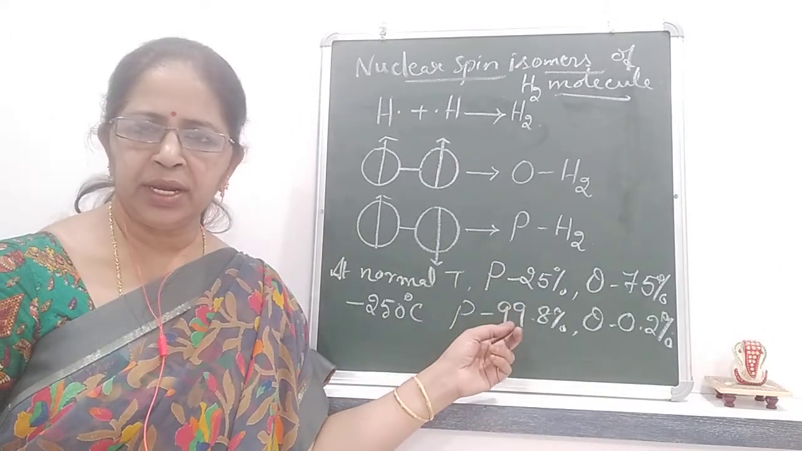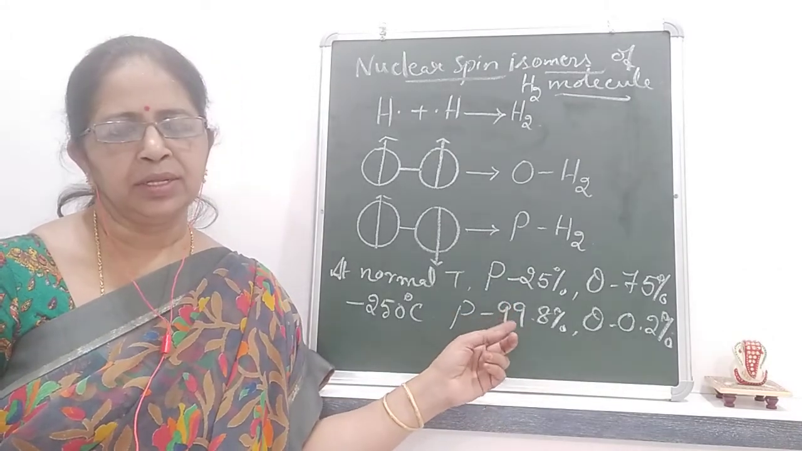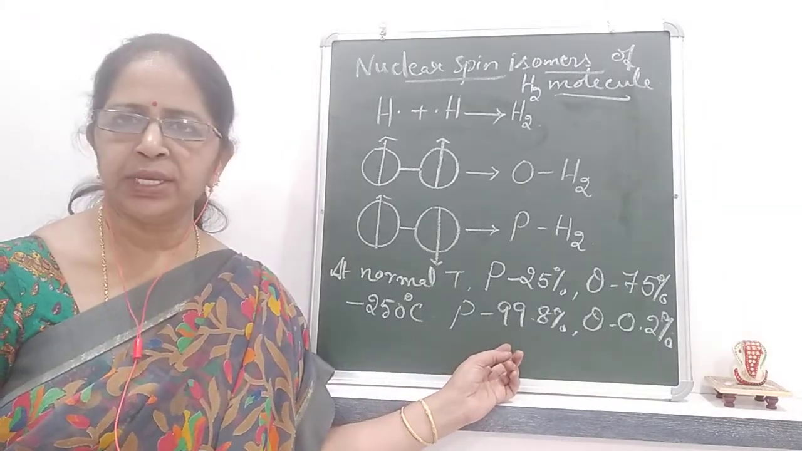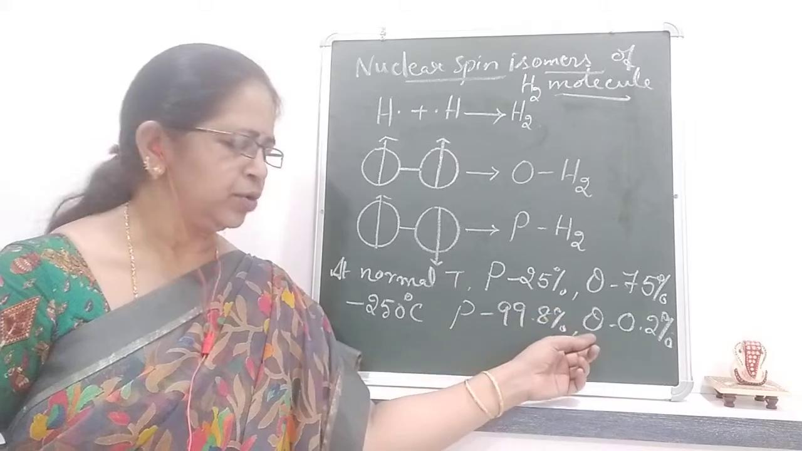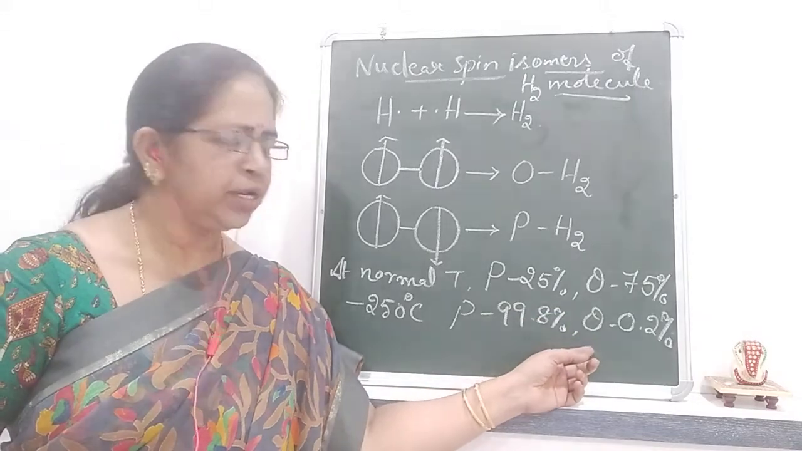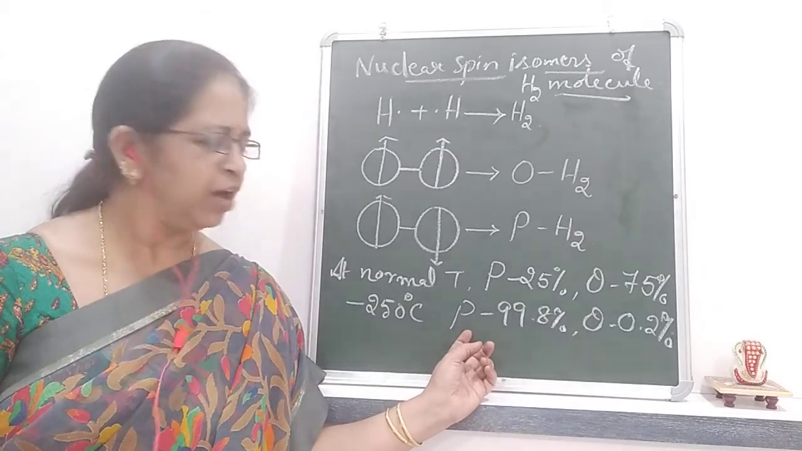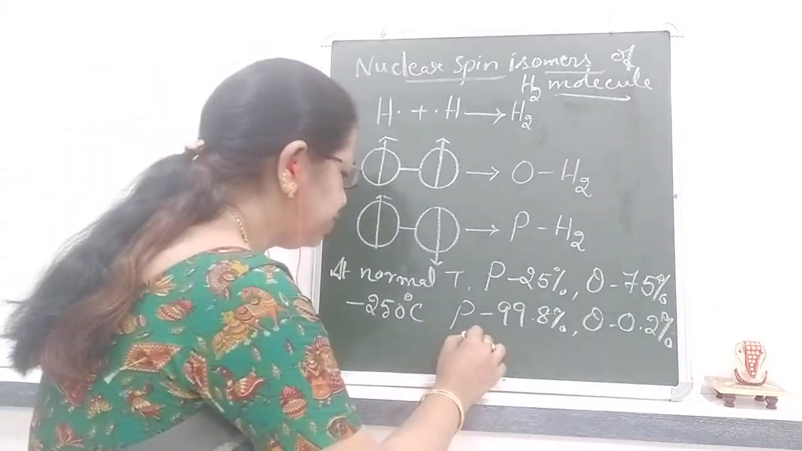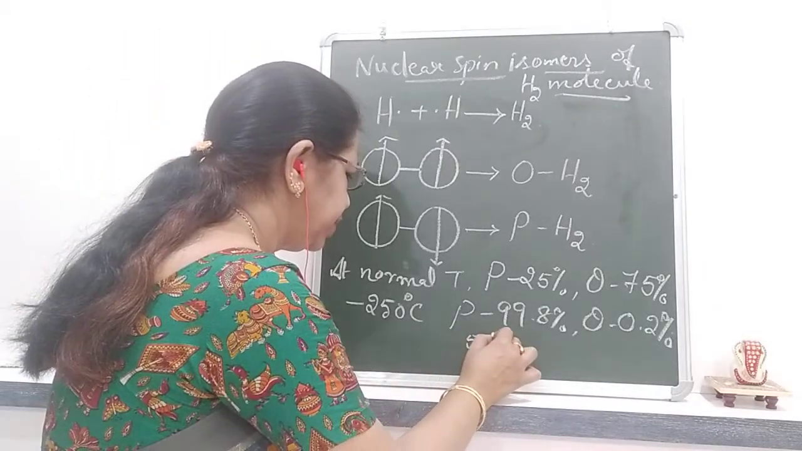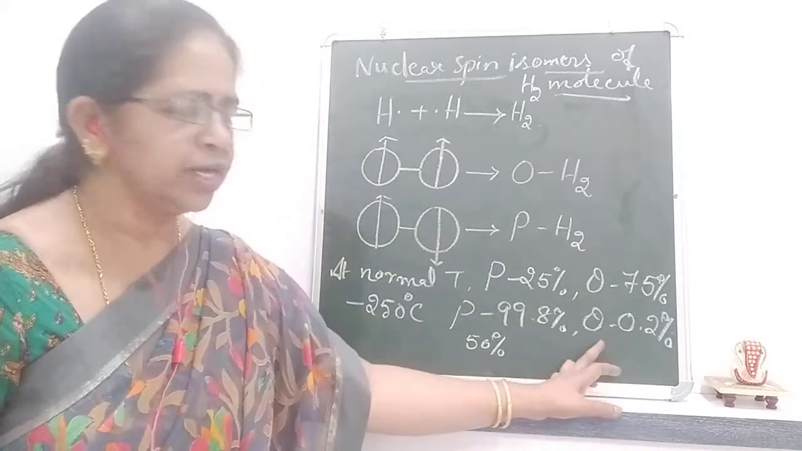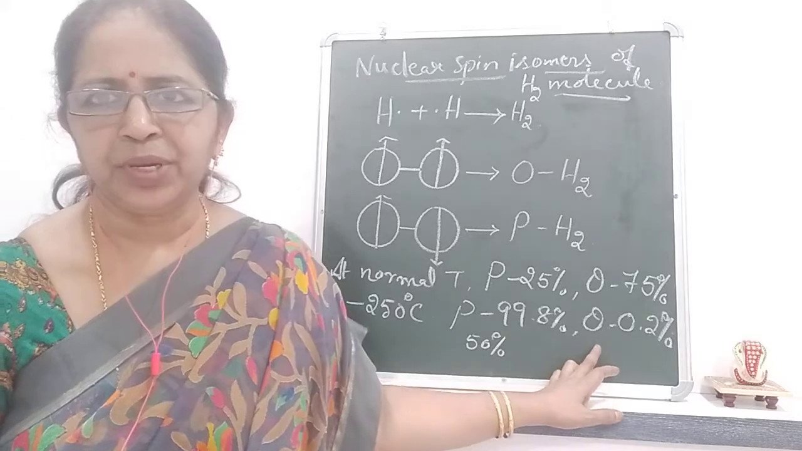Both are conducting in nature, but the thermal conductivity of the para isomer is always greater than the ortho isomer. It is found that the thermal conductivity of the para isomer is 50% greater than its corresponding ortho isomer.